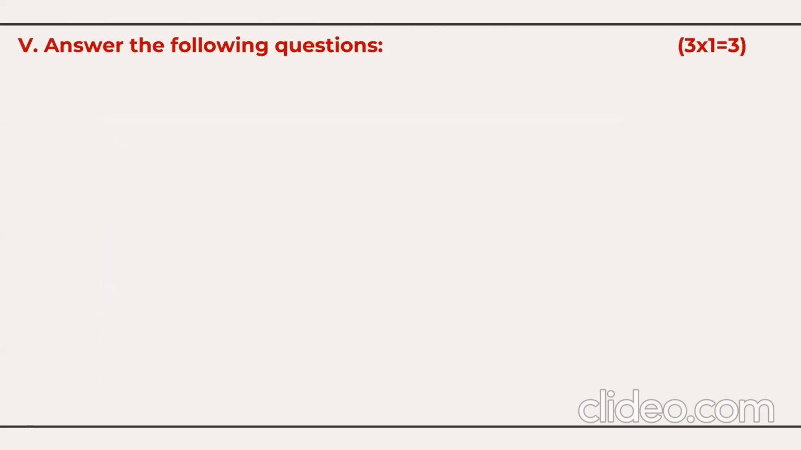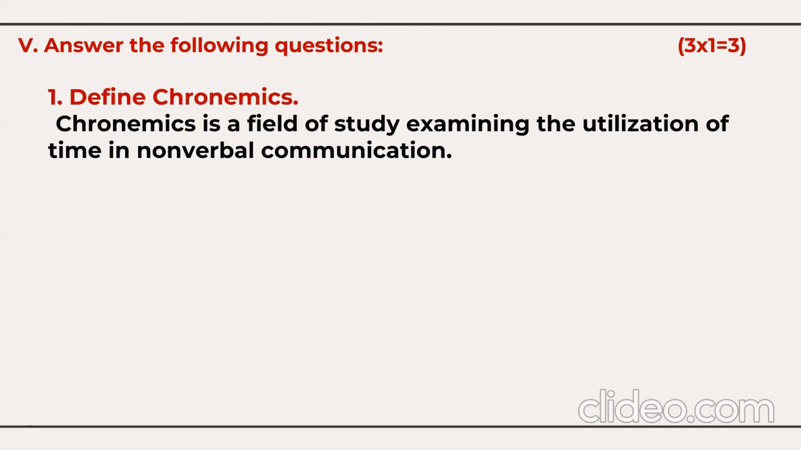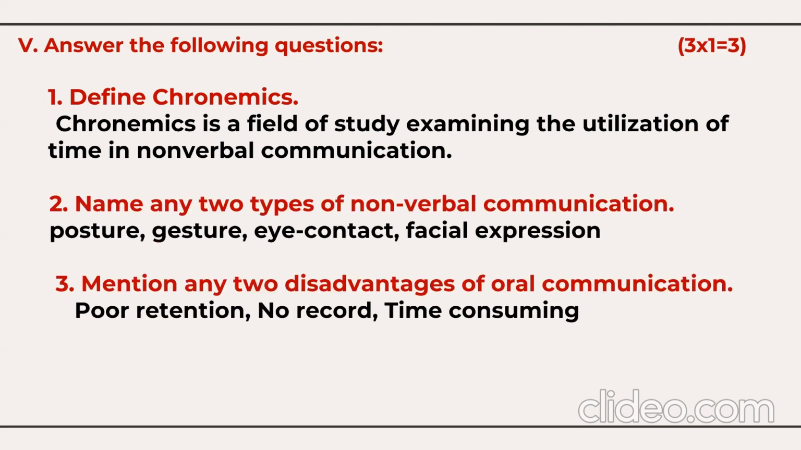Then now you have questions from the communication skills, verbal communication, non-verbal communication. We have 3 compulsory questions. Number 1, define chronemics. Chronemics is a field of study which examines the utilization of time, which speaks about time in non-verbal communication. Then we have another question. Name any 2 types of non-verbal communication: posture, gesture, eye contact, facial expression. Non-verbal communication means body language. Mention any 2 disadvantages of oral communication: poor retention, no record, time consuming.